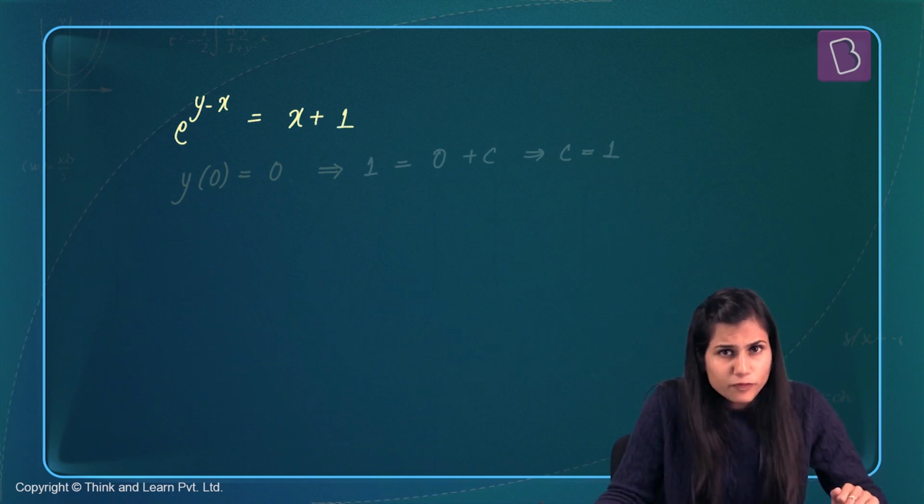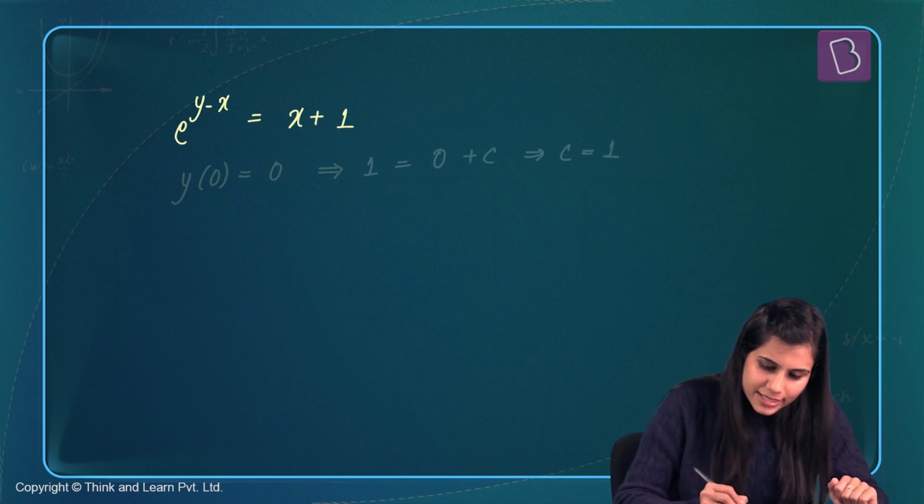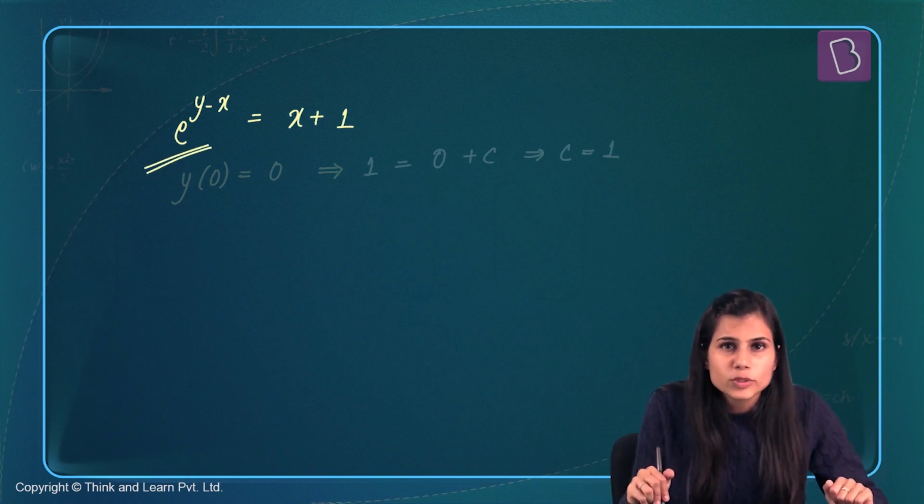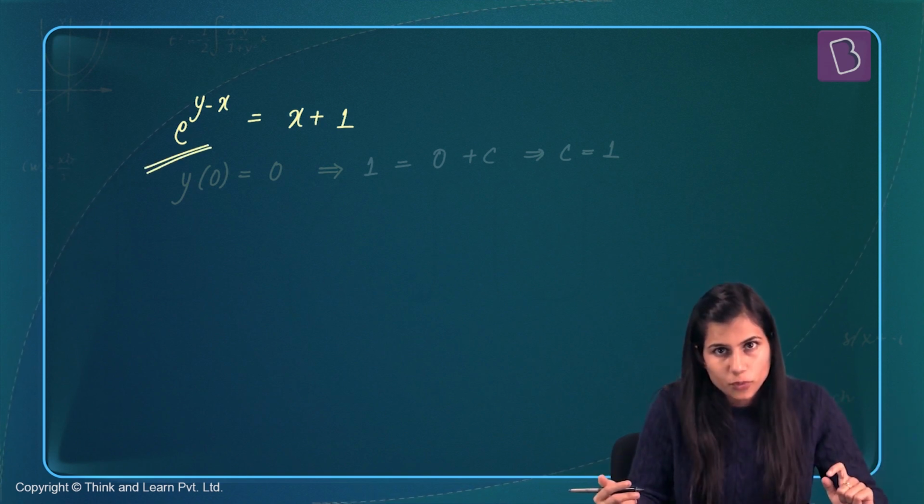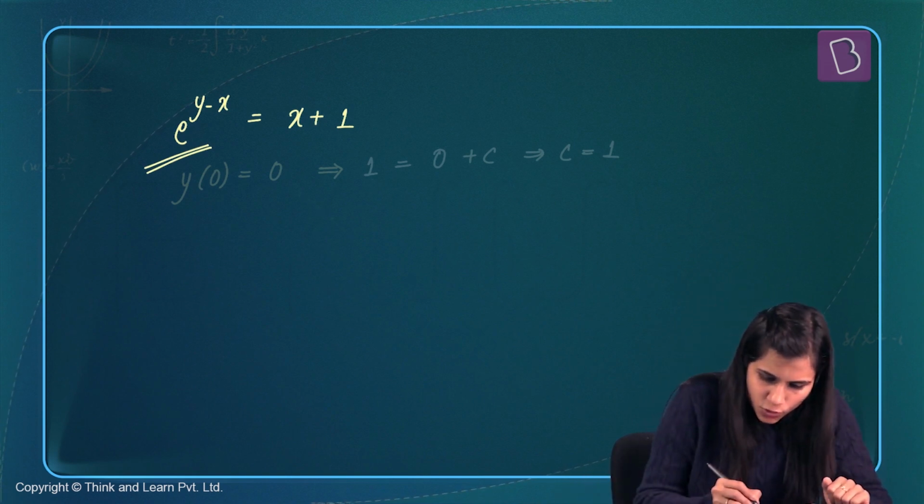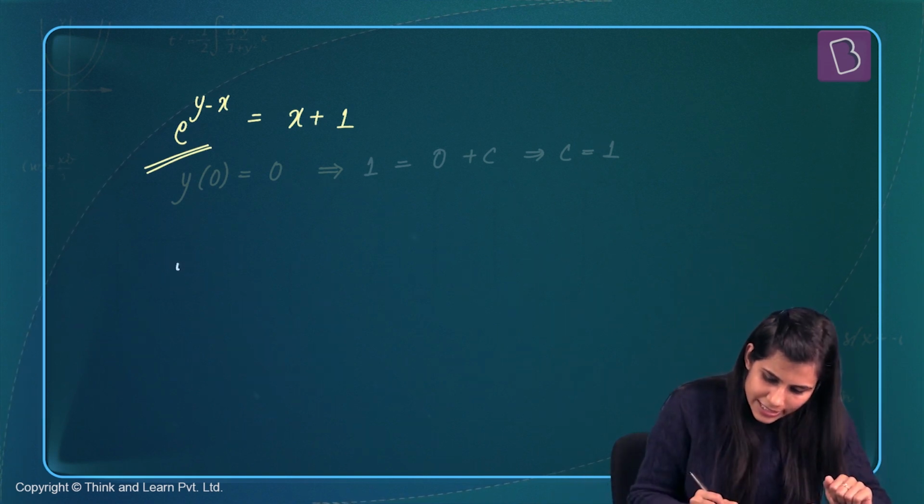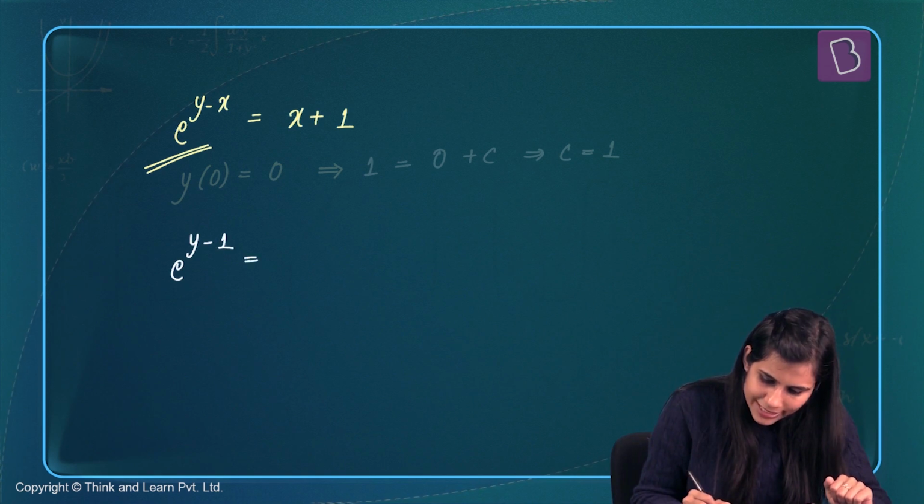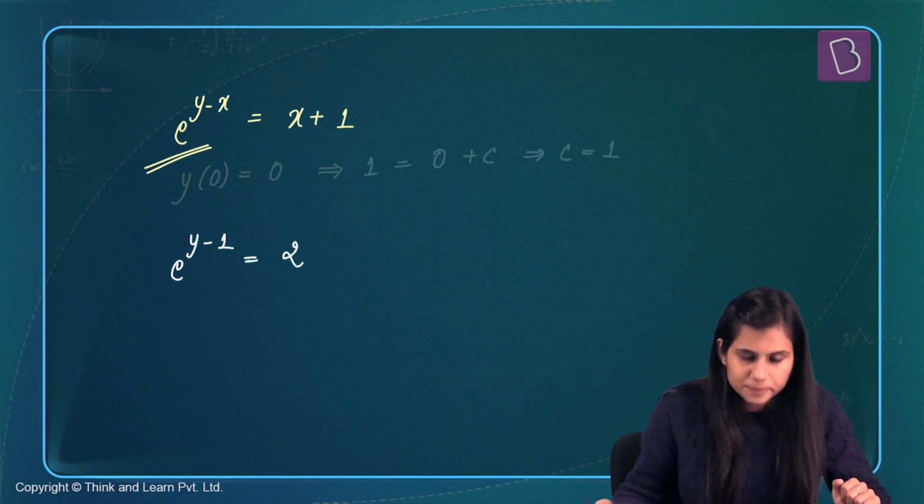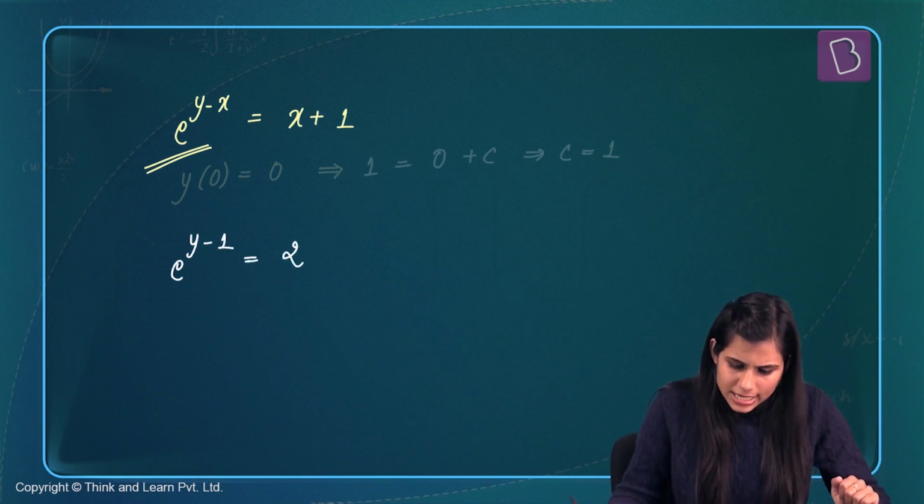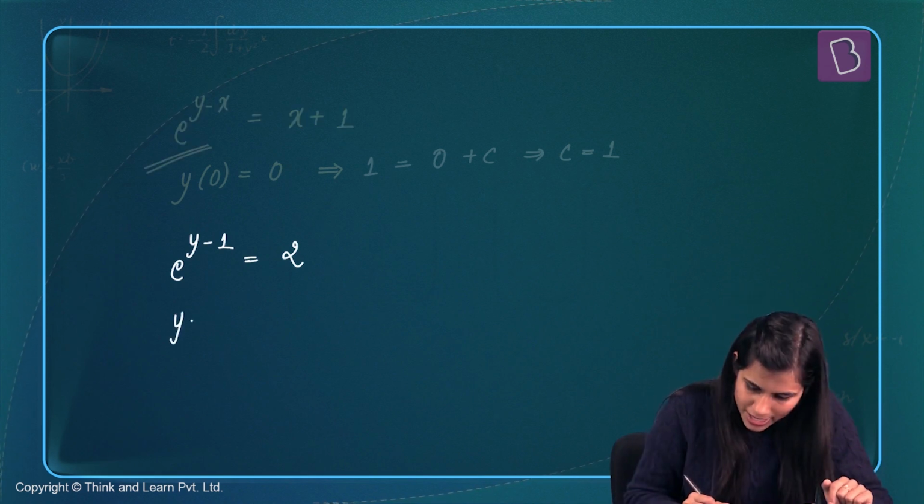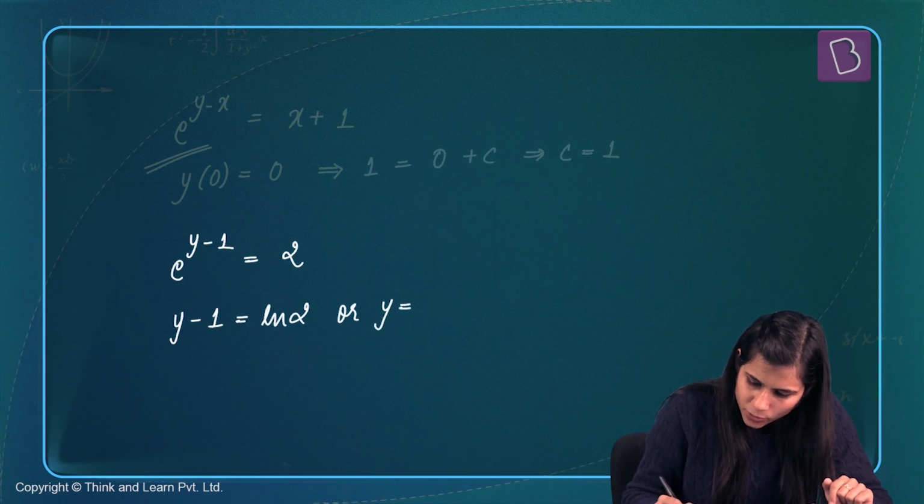We have to find out y of 1. Now, in this equation, let's plug in x equals 1 and correspondingly find the value of y. That's what is the question. So my equation is going to give me e to the power y minus 1 equals 1 plus 1, that's 2. So from here I can write y minus 1 equals ln 2, or y equals 1 plus ln 2.